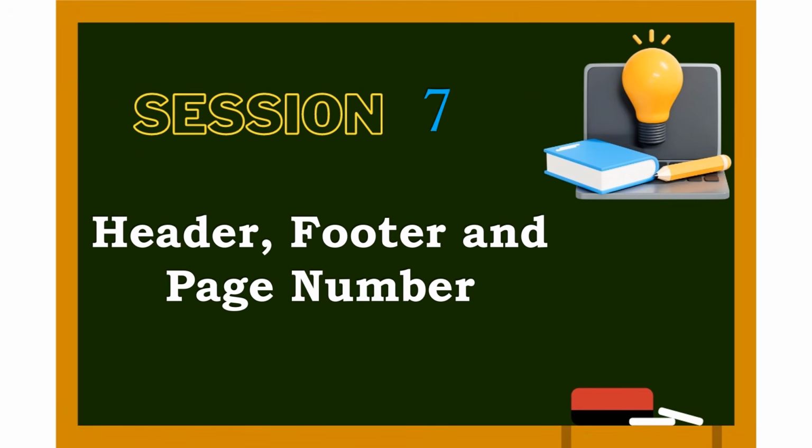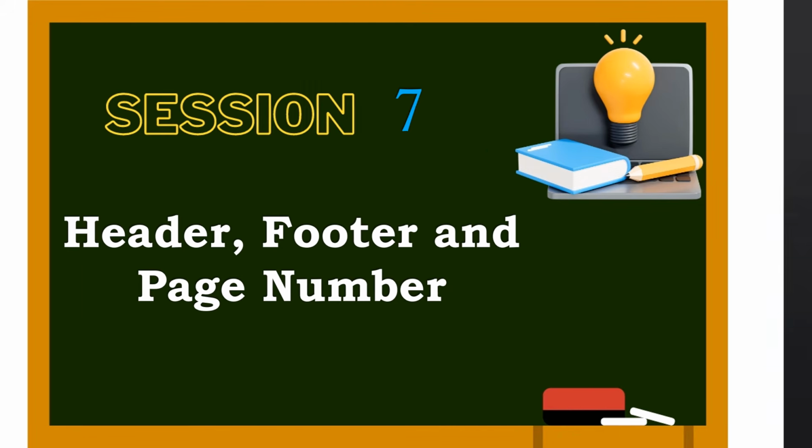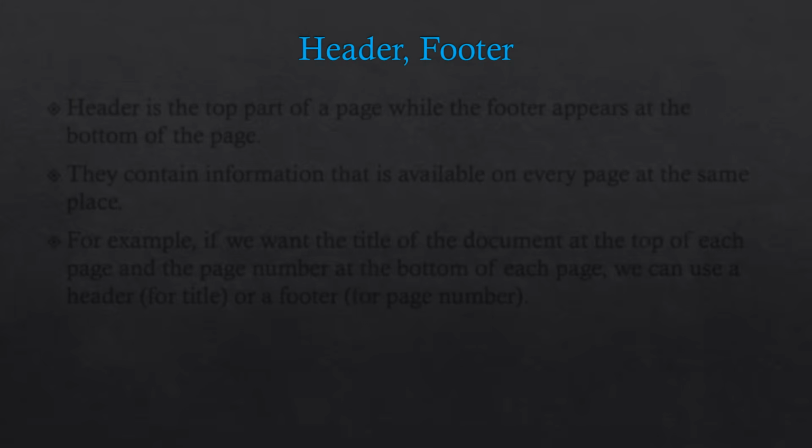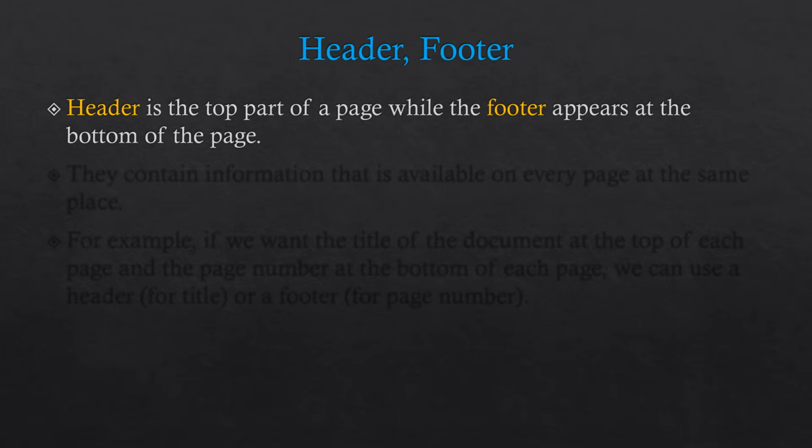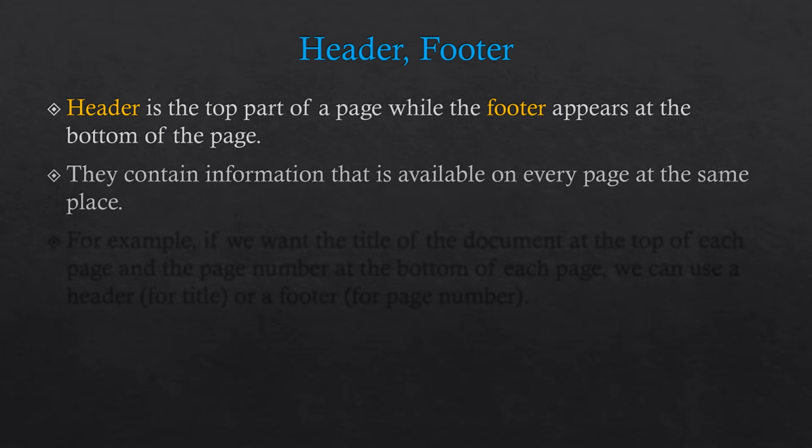Now let us proceed to session 7, header, footer and page number. Firstly, let us discuss header and footer. Header is the top part of a page and footer appears at the bottom of the page. Whenever we want to display any information that is available on every page at the same place, we use header and footer. So, header will always be displayed at the top and footer will always be displayed at the bottom.